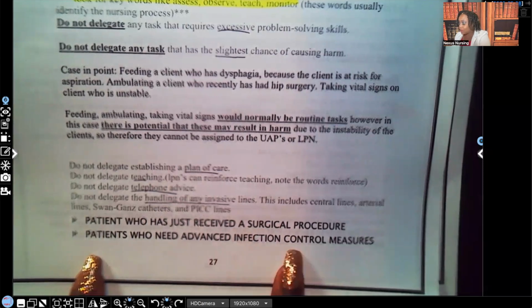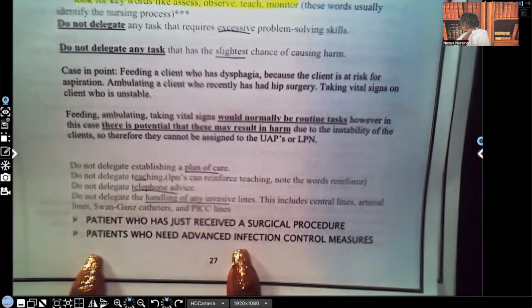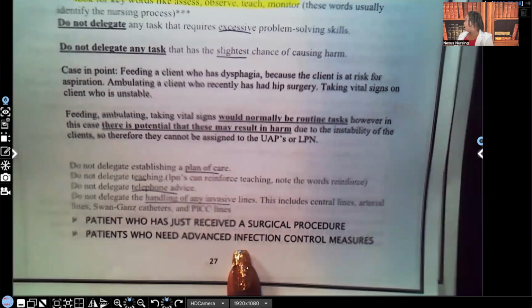Patients who need advanced, look at this keyword. Where's my highlighter? I don't know. Oh, here it is.